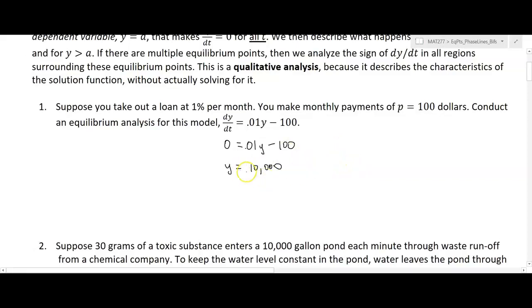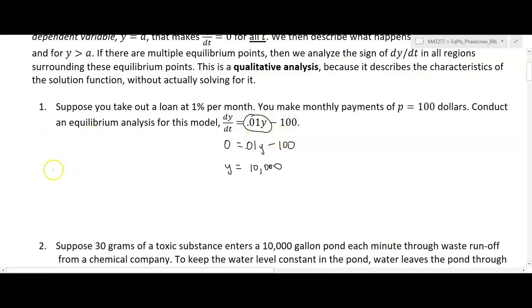Now, if we look at y equals 10,000, what we're saying is that when your balance in this account is $10,000, you take out a $10,000 loan and you make $100 payments, your balance is not going to change at all. 1% of 10,000 is 100. So in this term, we're adding basically 1% of $10,000 to your balance, and 1% of 10,000 is 100. You're being charged $100 in interest, but you're making a $100 payment, and so your balance will never change.